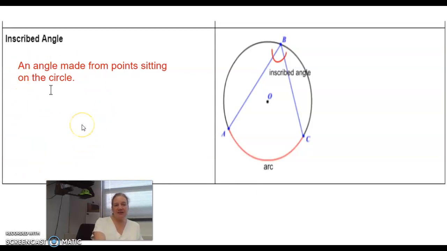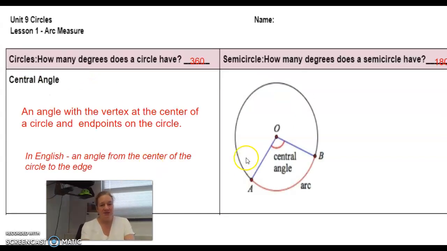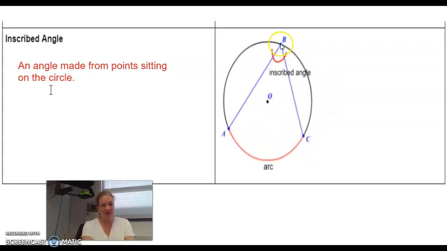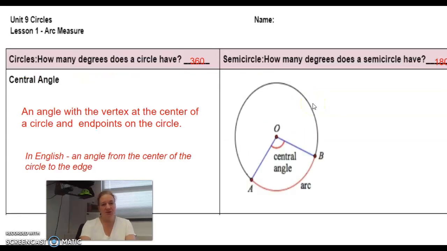An inscribed angle. So now we talked about a central angle. That starts in the center and goes to the edges. An inscribed angle starts on one edge and goes to the other two edges. But both of these angles do have something in common. Their difference is where their vertex is. A central angle starts in the center. An inscribed angle starts on the edge, so that's the difference. The similarity, though, is that they both create arcs. The central angle only creates one minor arc and one major arc.